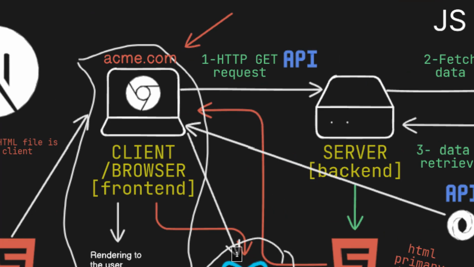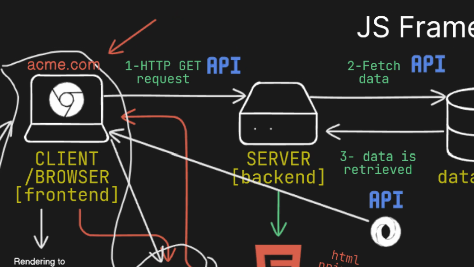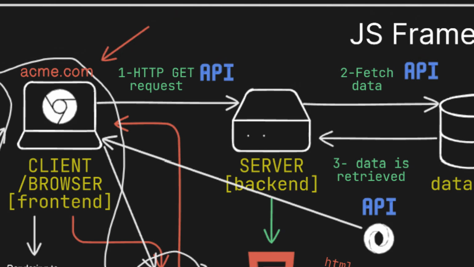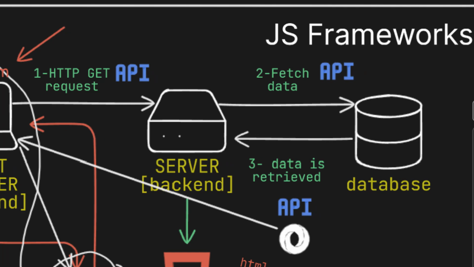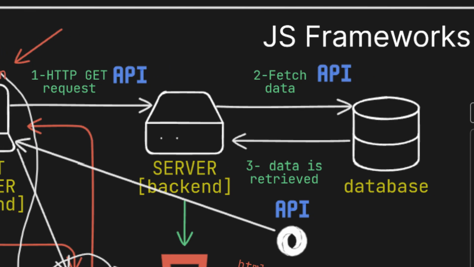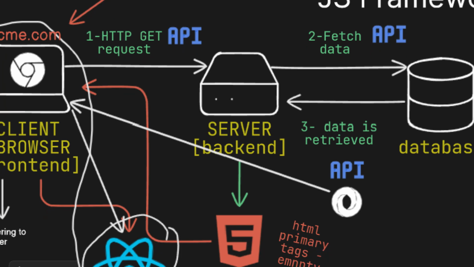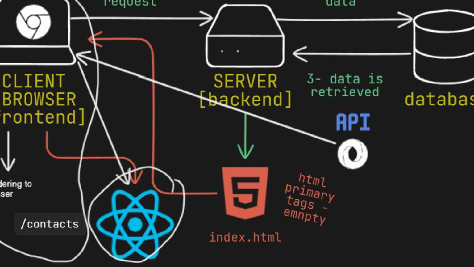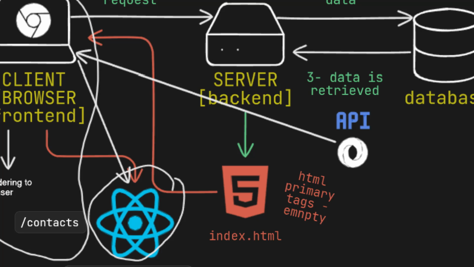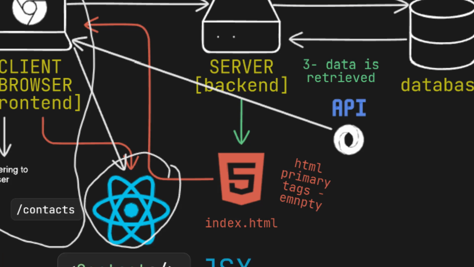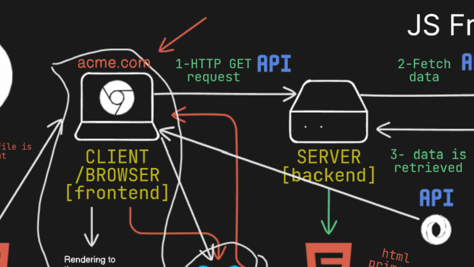Now let's get back to our client side. Again, you're visiting acme.com. The client is sending a GET request to the server. The server again is going to fetch data from the database. The data is retrieved from the database to the server. Then the server is going to generate a primary HTML file called index.html. This index.html is going to be empty. It's not going to be populated by the server. It's only going to have a reference to a JavaScript application. But for the most part, it's going to be an empty file. Then the server is going to send it back as a response to the browser.